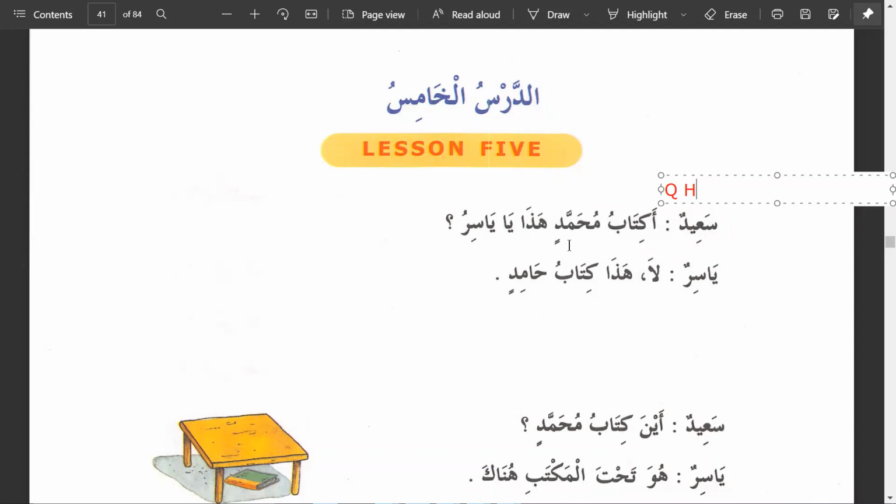Can you see? Yeah. Okay, let's see which one is rafa, which one is jar. Okay. Kitabu Muhammadin. Kitabu is, just looking at the end of this word, can you tell me the status? It's rafa. Rafa. And Muhammadin is in?